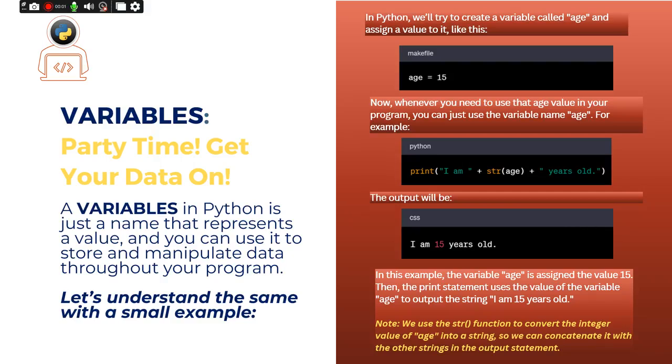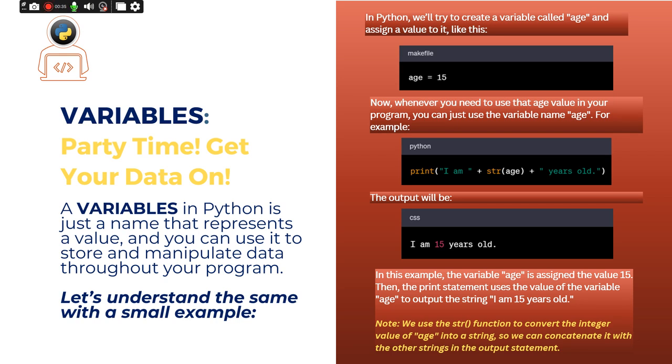Like earlier, we discussed data types and we mentioned numerics, text, sequence, binary, and so on and so forth. Now we're moving ahead to variables, which are elements in Python. Variables are names that represent a value, and you can use them to store and manipulate data throughout your program.